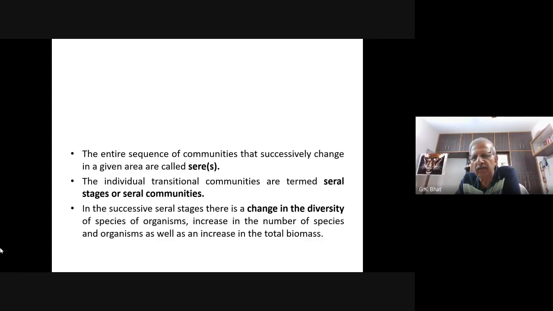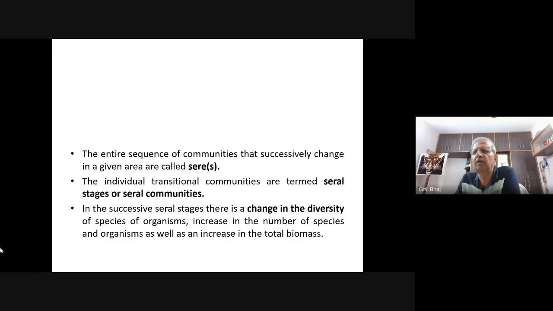The entire sequence of communities that successively change in a given area are called sere. I have just said in the earlier class, earlier species A was there. Later, species B comes into the picture because of the changed habitat. After some time, species C comes. When species A was there, it was only A. When B species comes there, sometimes you come across both A and B.